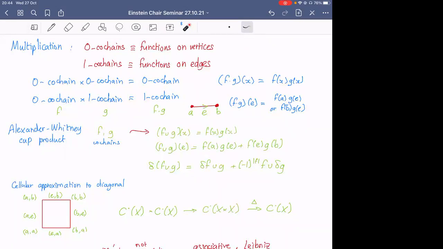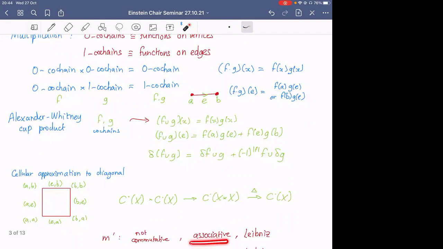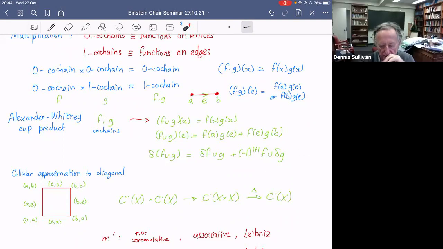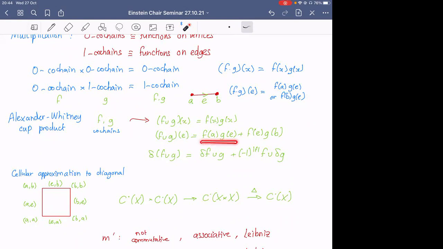So I said that it is, okay, see, down here. It's associative, it's Leibniz, we've just written that here, but it's not commutative. Okay, good. Not commutative because we have F A times, and we've chosen a very particular sum here. So this is really, geometrically, the problem of finding a cellular approximation to the diagonal.